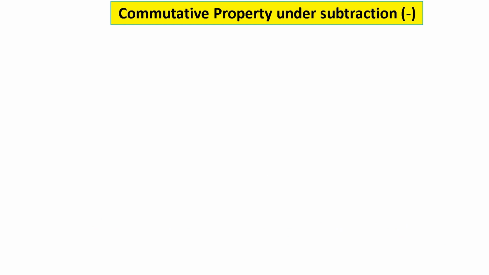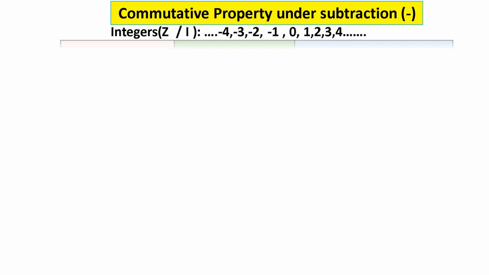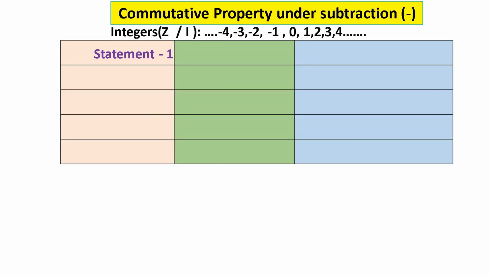Now the commutative property under subtraction, whether it is satisfied or not, we will check here. Now here statement 1, statement 2 and conclusion. Here the same. Now 5 minus (-6).